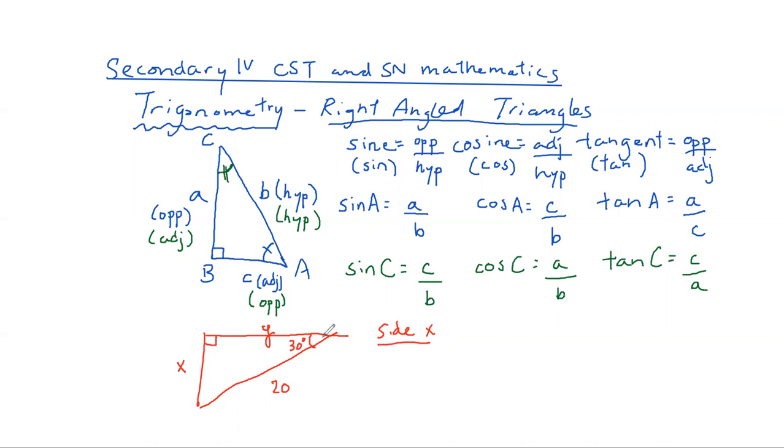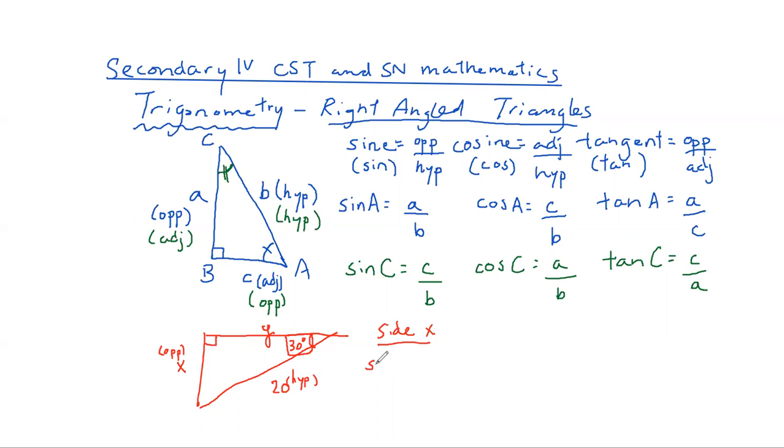So to find side X, you have to ask yourself, well, what's the angle that I'm given? I'm given 30 here. So if I wanted to find side X, I want to ask myself, side X is, relative to 30, the opposite side. And the other side that I'm actually given is 20, which happens to be my hypotenuse.